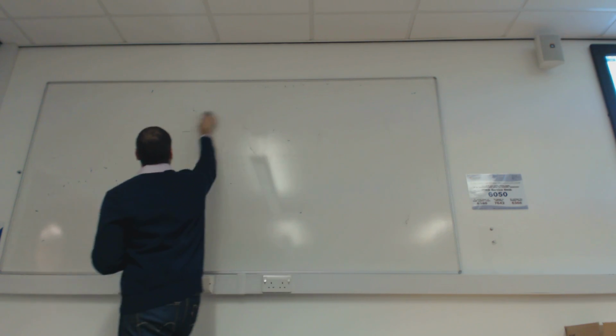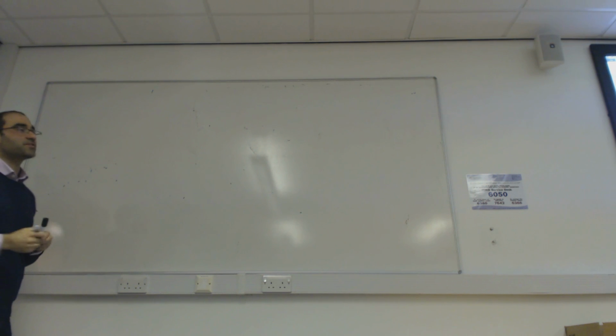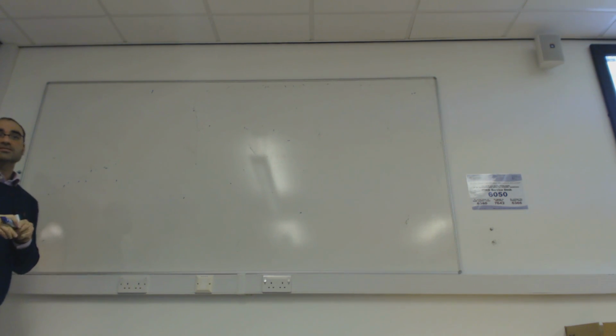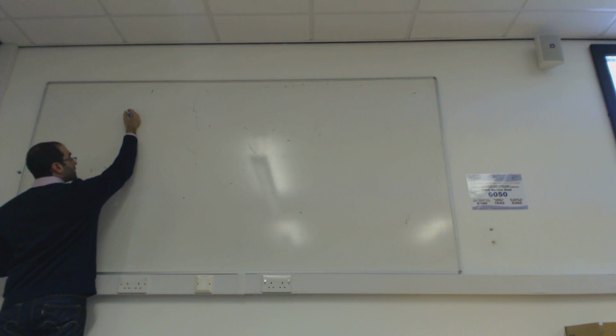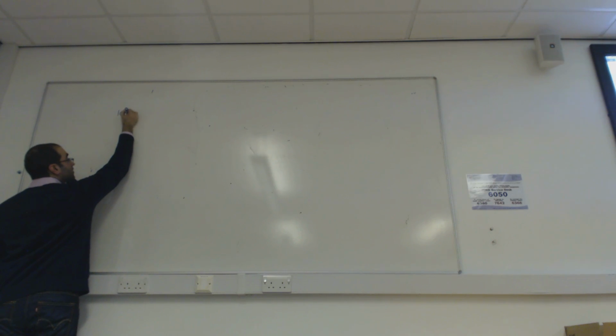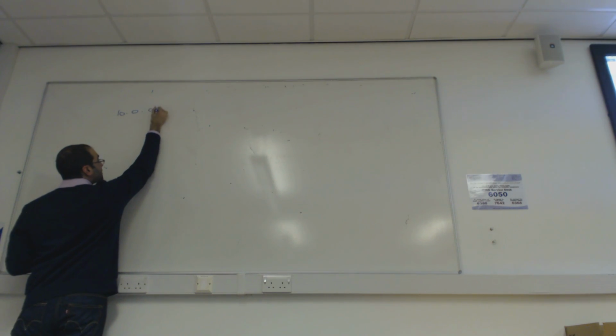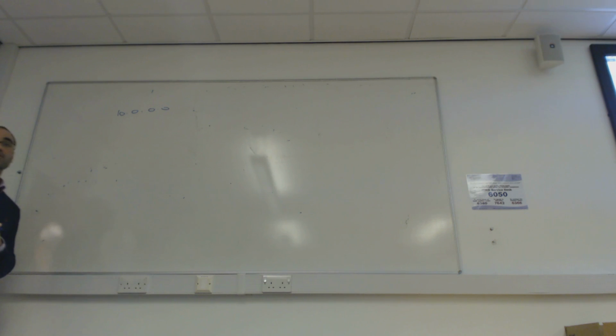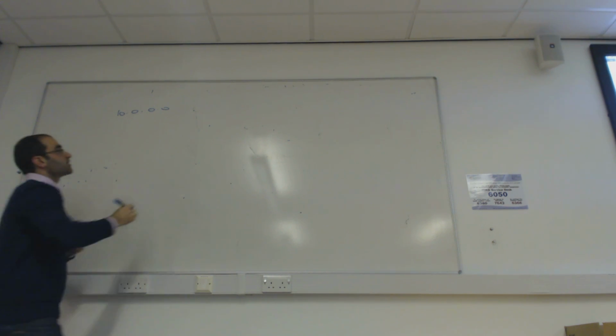How many subnets do I have? We said 4. 2 to the power of 2, that's 4 subnets. So what are your subnet addresses? First of all, what do I start with? That's 0, 1, 0, 0, 0, 0. That's your first subnet.